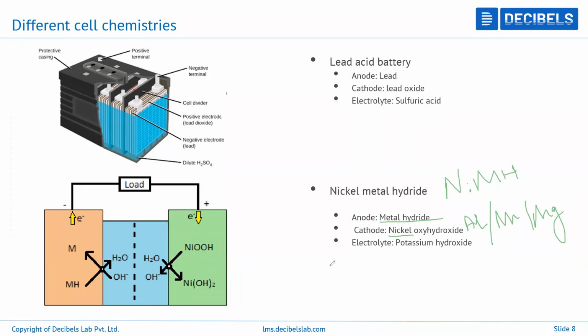The anode, which is your metal hydride, will react with one half of the electrolyte. So MH plus hydroxide. One half is just the hydroxide ion, OH minus, and it gives metal plus H2O and releases one electron. So this is your reaction at the anode.